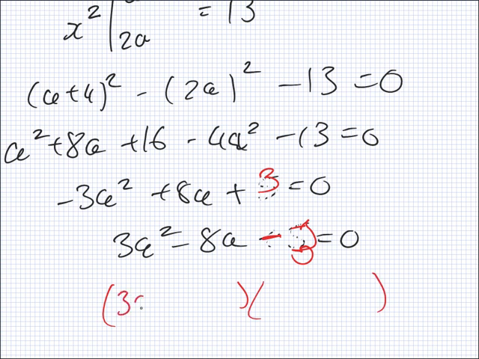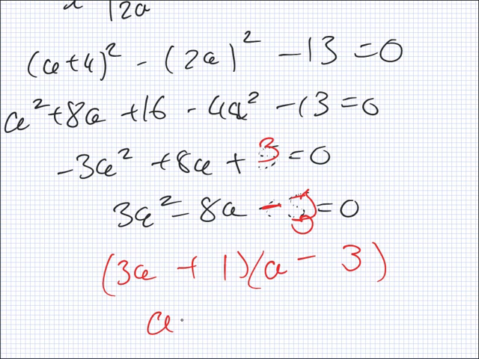So I think it'll be a 3a here, an a and a 1, a minus and a plus. A is minus 1 over 3 and a is 3 are the two answers.